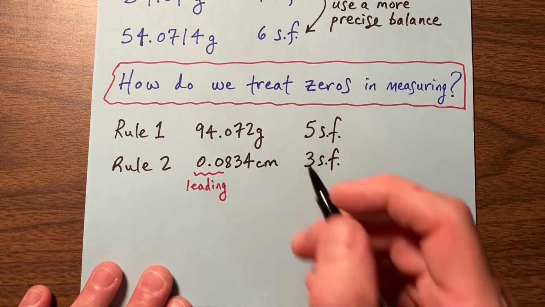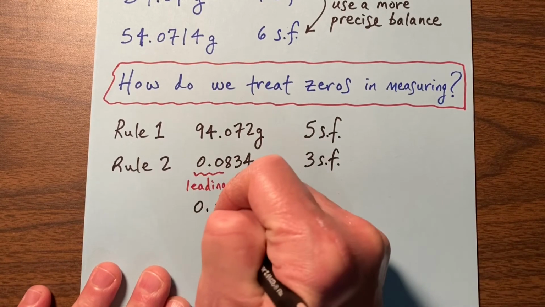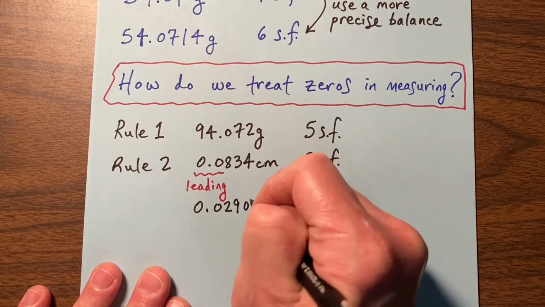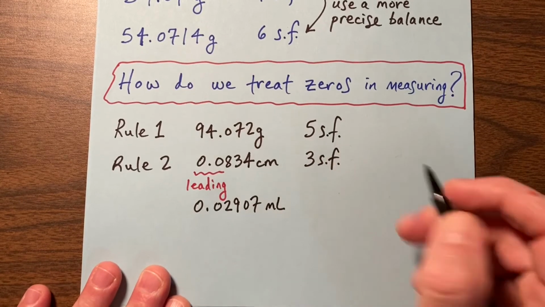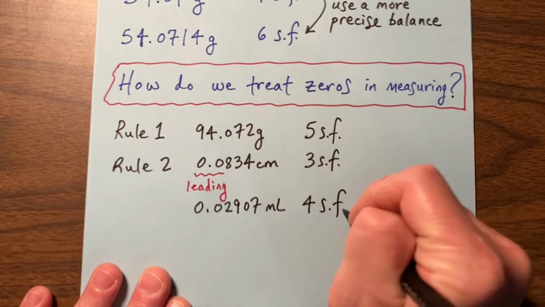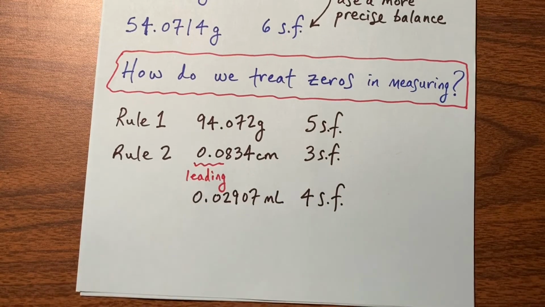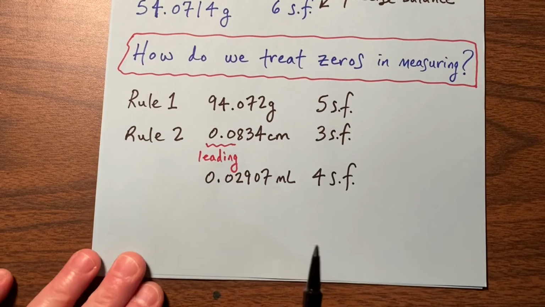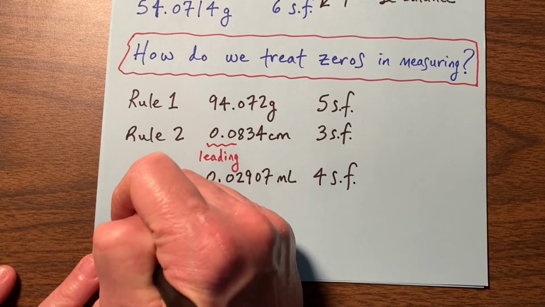Just like a measurement like 0.02907 milliliters would have 4 significant figures. Now, it's hard to find a device that would give you that amount of precision with a milliliter, but again, I'm just trying to illustrate the rules to you. I kind of made these up.